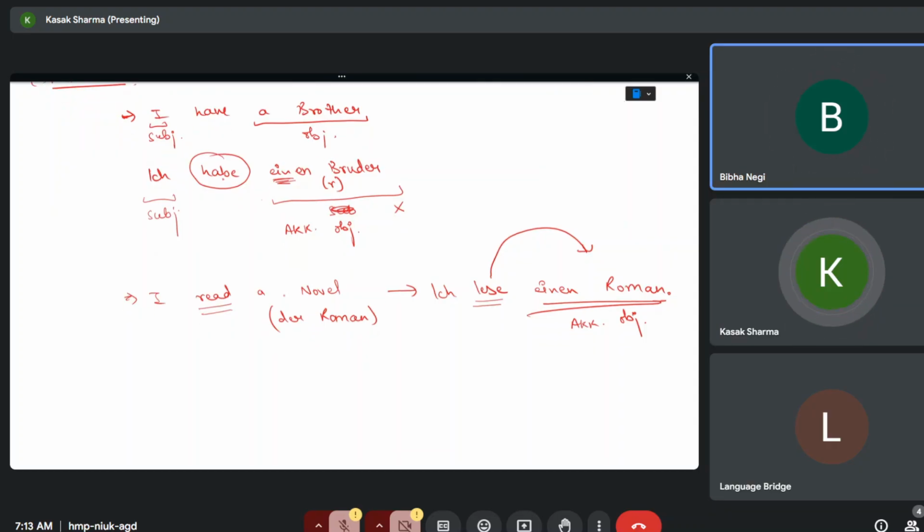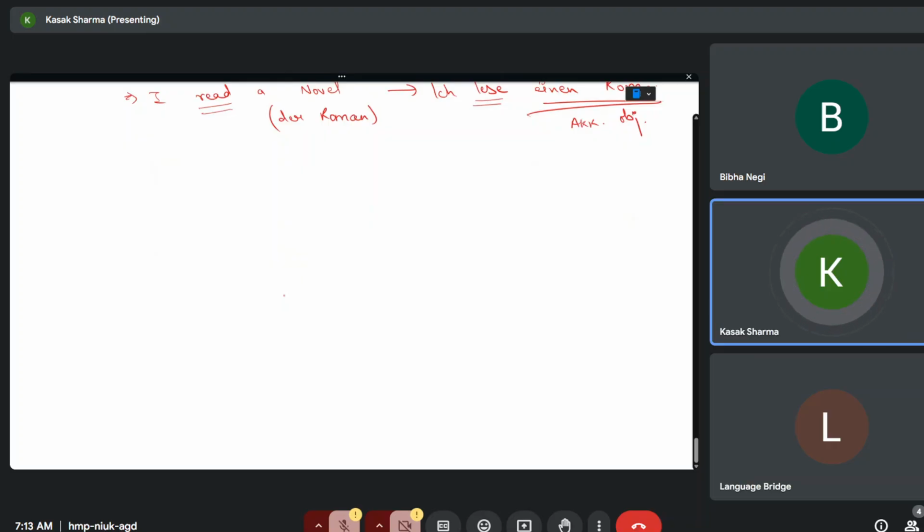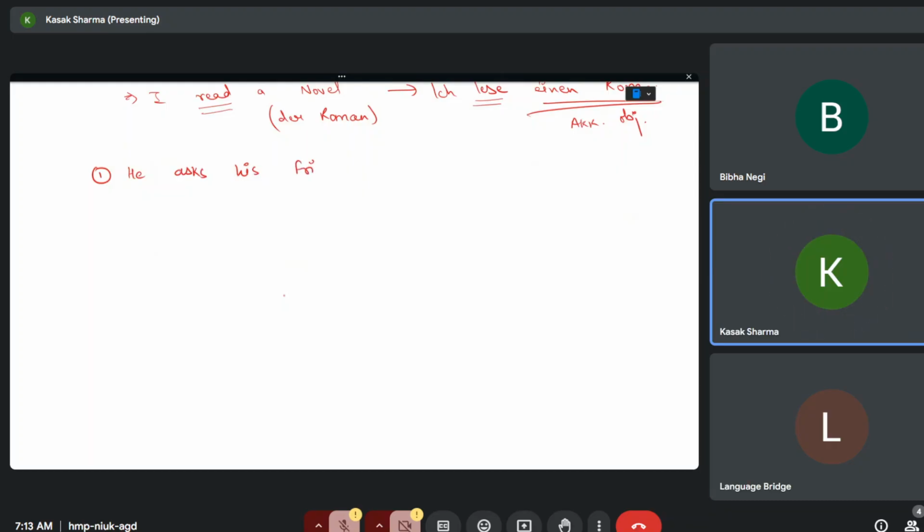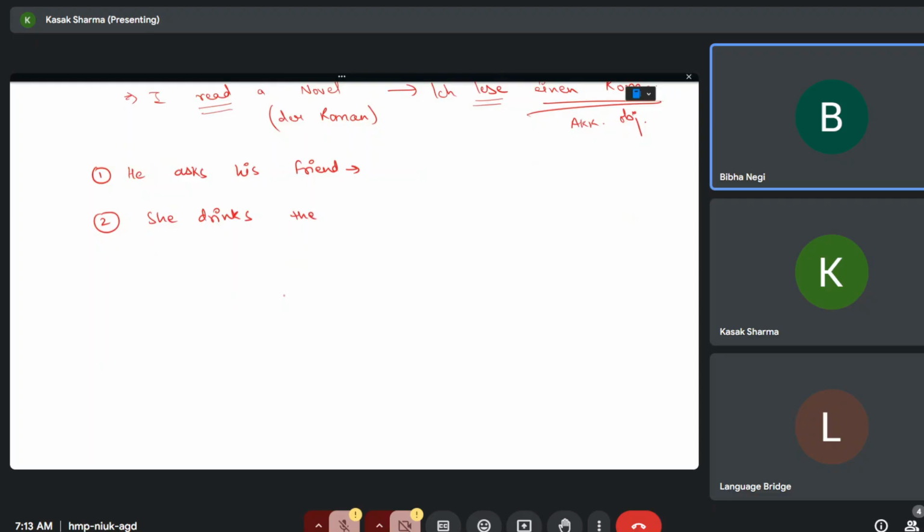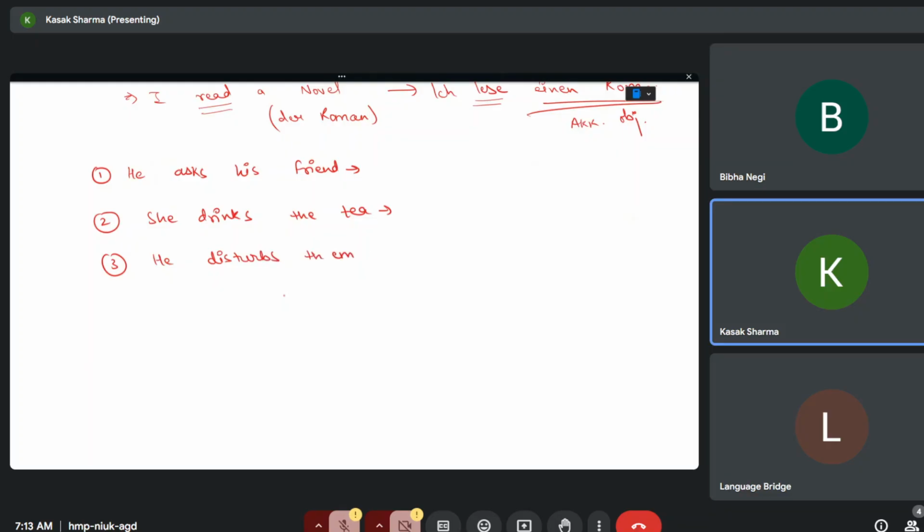Now, some sentences are there. Try it as a homework. He asked his friend. To disturb, stören is the verb.